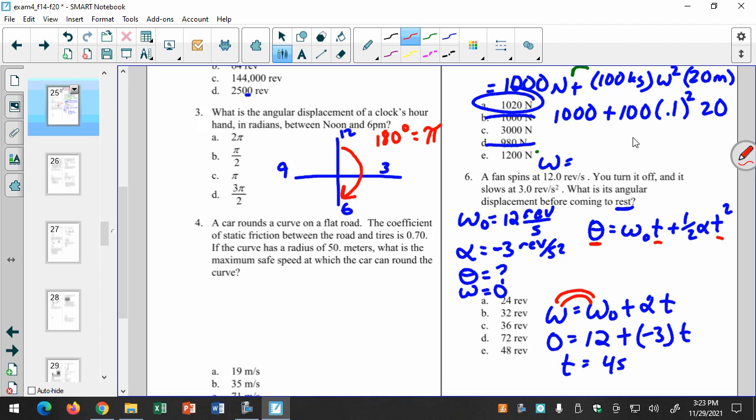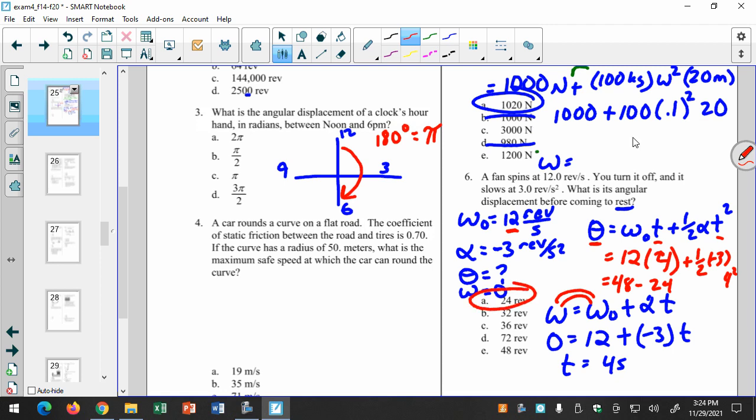So now I know the time. Now I can figure out my angle theta. Omega naught was 12. Look, I'm just looking back over here. So I see that's 12 times 4 plus 1/2 times -3 times 4 squared. 48 minus 8 times 3 is 24. So it's going to be 24 revolutions.